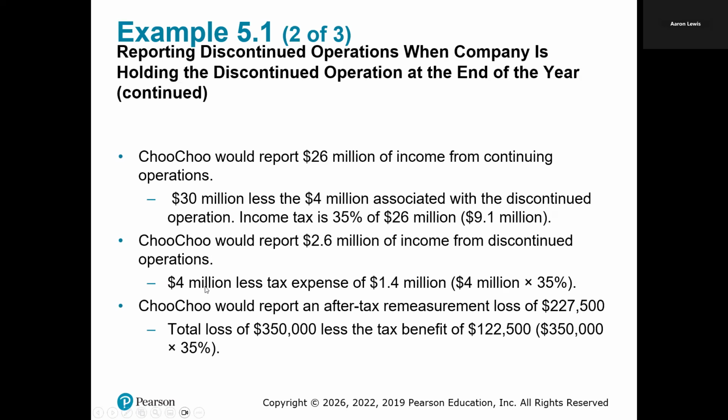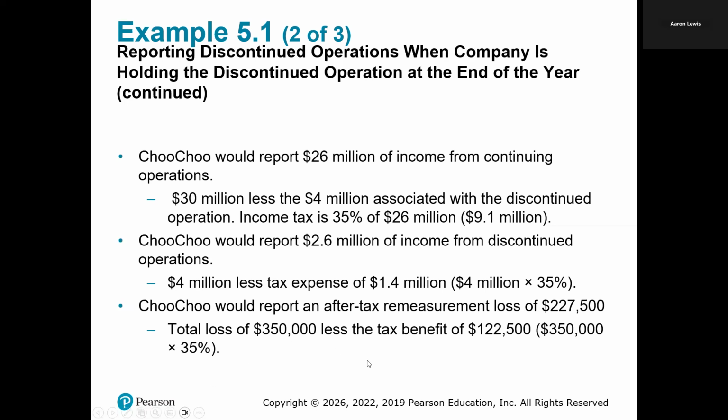What about the 4 million that came from this toy car division that we're discontinuing? Well, we'd report that income net of tax as 2.6 million. Why such a lower number? Because this is $4 million of taxable profit that we still had during this period, even though we're discontinuing the toy car division. And 35% of 4 million is 1.4 million. So what we're saying here is net of tax, this only increased our company's overall profitability by 2.6 million because we had to pay $1.4 million in taxes on the $4 million of income that came from our discontinued operation.